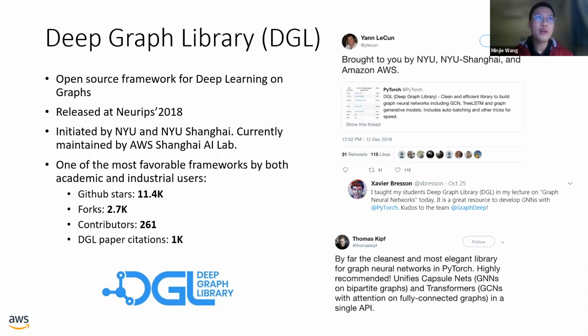It has become one of the most favorable frameworks among both academic and industrial users. You can see there are a lot of GitHub stars, forks, and also paper citations. I know many of you have been using DGL. Thank you so much for supporting us. And on your right-hand side, when we released DGL, there were a lot of great responses from the community and testimonials from well-known researchers like Yang, Xavier, and Thomas Kipf, the inventor of GCN. They all like DGL, and they keep us working harder to make the tool much better.